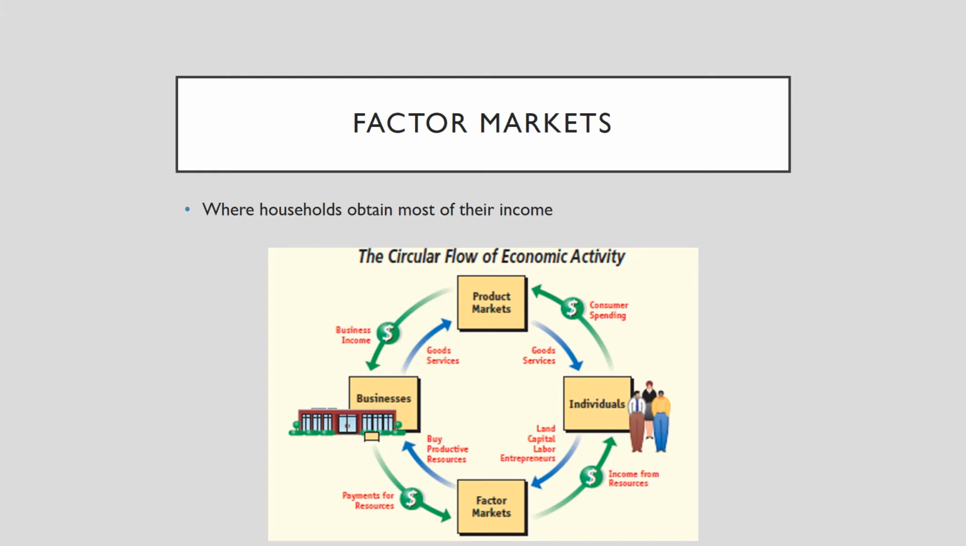So if you look at this, factor markets are there on the bottom, and you can see that individuals are the ones supplying the factors of production: land, labor, capital, and entrepreneurship. They are supplying them to the businesses in the factor markets. In exchange for households' land, labor, capital, and entrepreneurship, the businesses give the people money. They earn income in exchange for their land, labor, capital, and entrepreneurship.